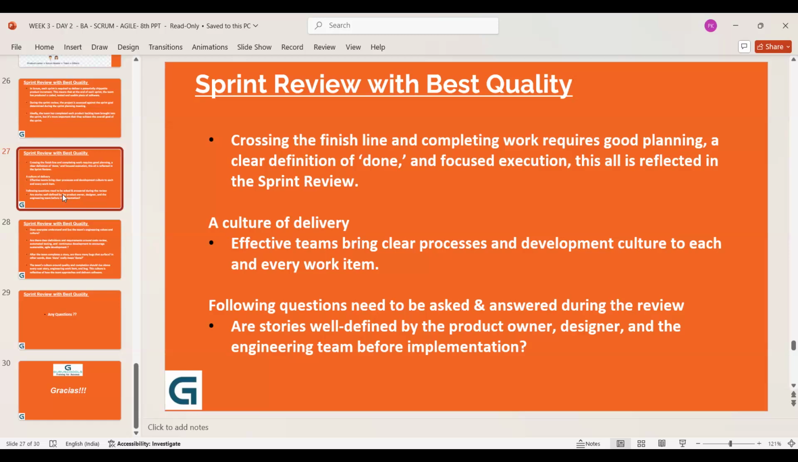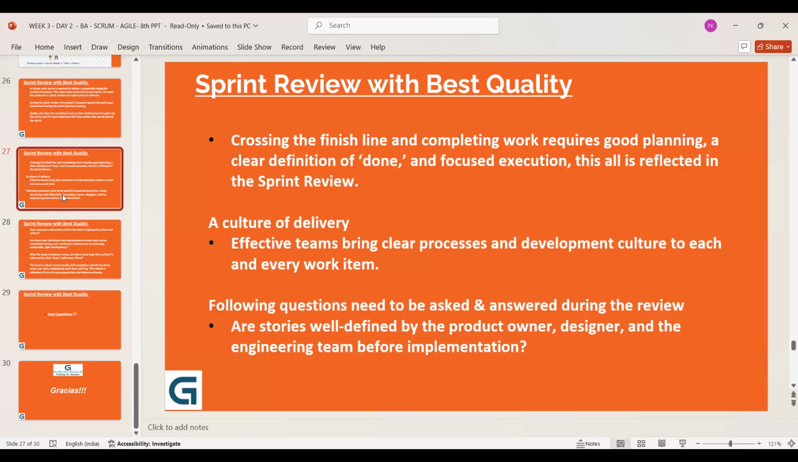Last point here. Following questions need to be asked and answered during the review. Are stories well defined by the product owner, designer, and the engineering team before implementation?